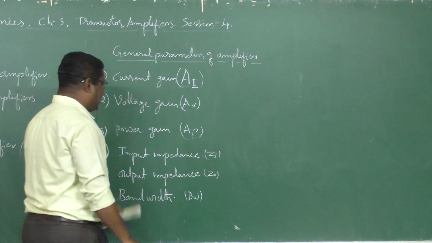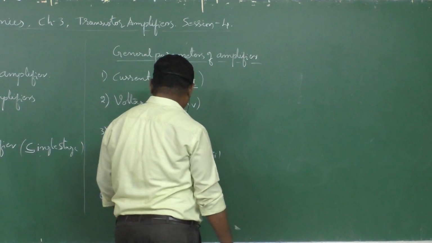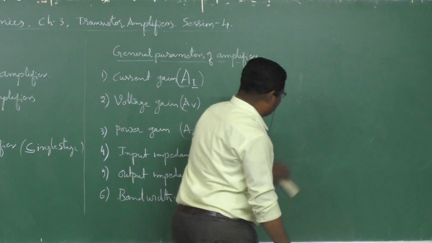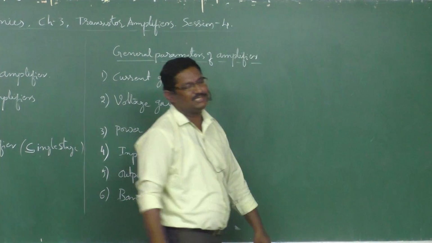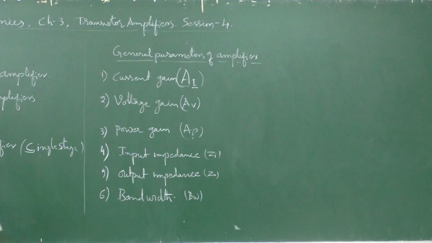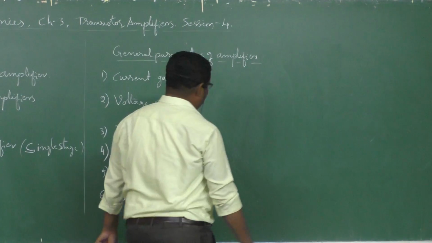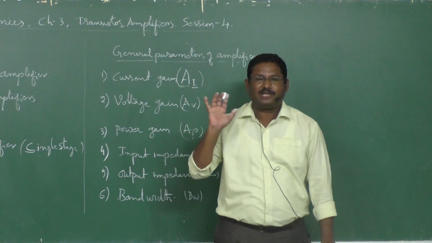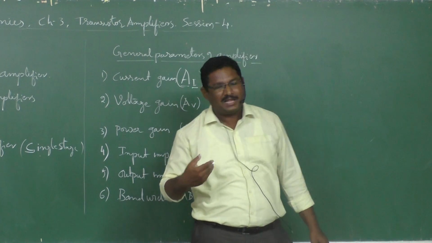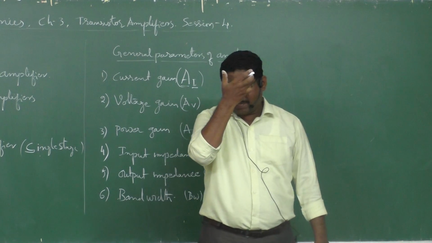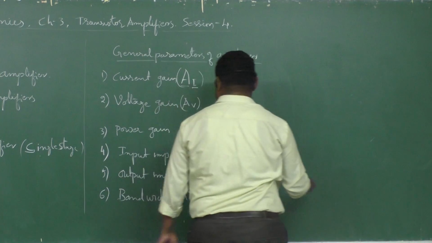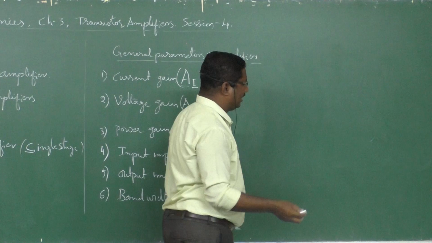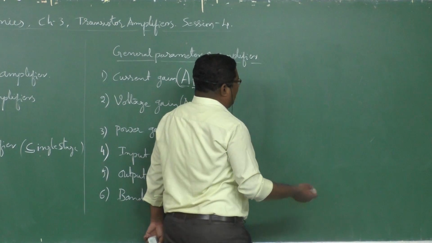The fourth parameter is input impedance. So input impedance and output impedance. I was telling you in another session that impedance stands for AC resistance. What do you mean by AC resistance? AC resistance is nothing but opposing. If something is coming to me and I am opposing it, that is known as input impedance. And output impedance means something I am opposing to give back, to give out. That is output resistance.